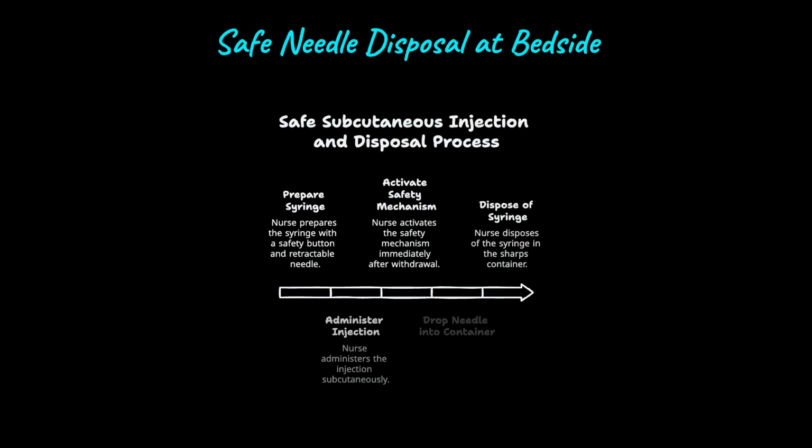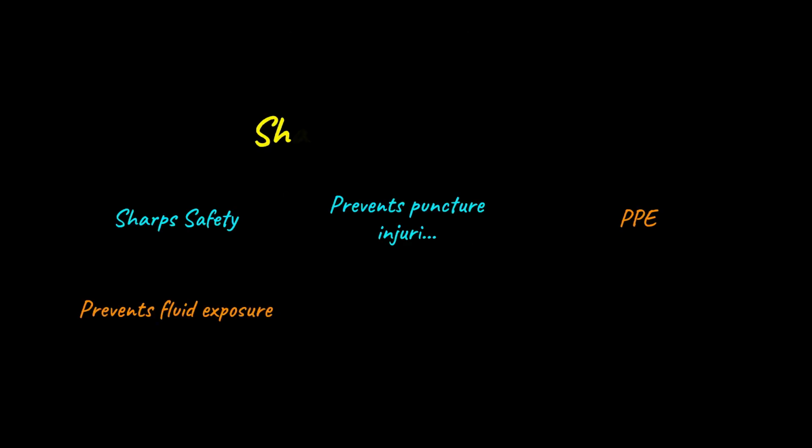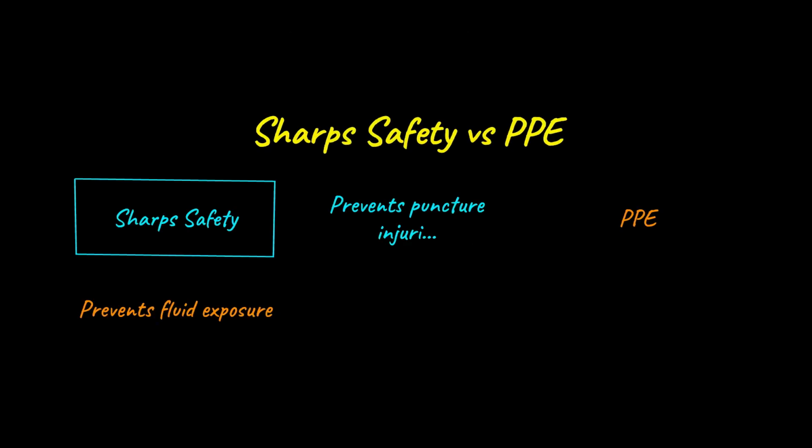Picture a nurse giving a subcutaneous heparin injection. Insert, inject, withdraw, then press the safety button before the hand even moves. The sheath needle drops straight into the sharps container at the bedside, so no bare needle ever touches a counter or another person.